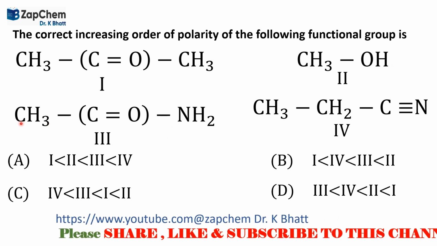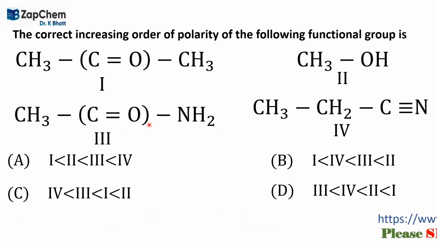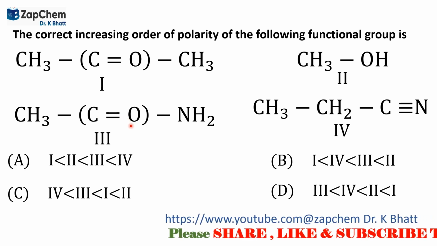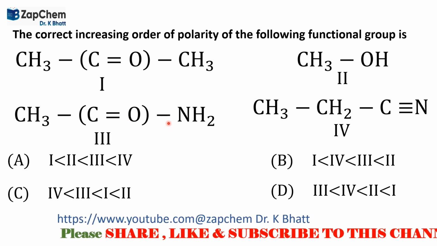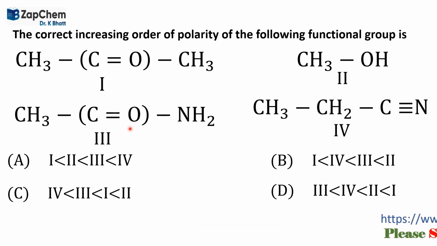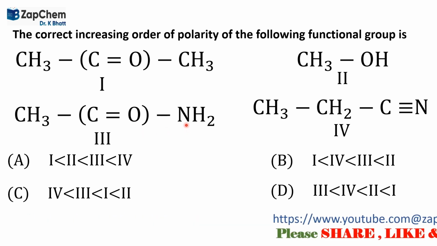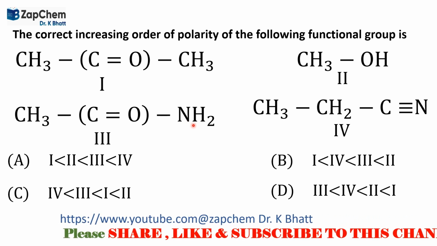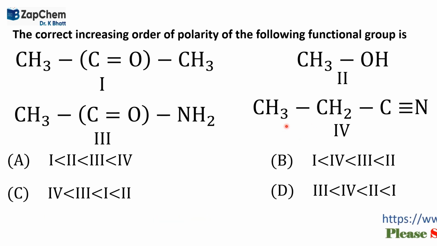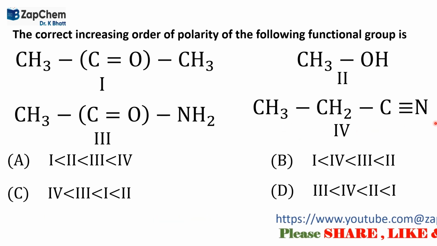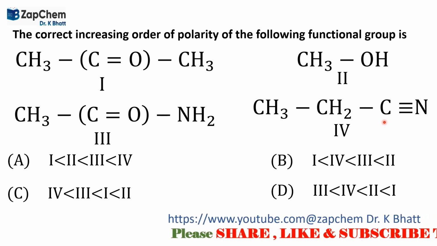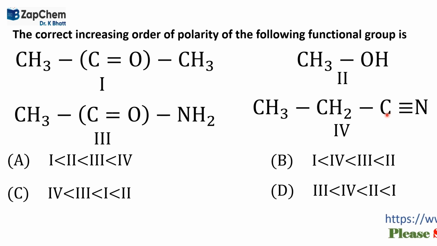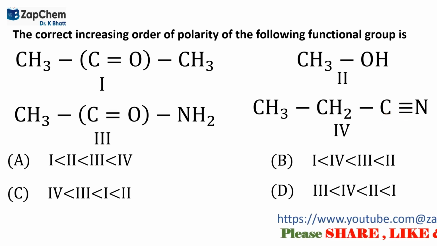Now, coming to the carbonyl group present in acetamide, we find that the C=O, of course, the carbonyl group is there, but the electronegativity difference increases due to the presence of nitrogen, the amino group, here. And in case of propanenitrile, the CN group is there, and the electronegativity difference would be much more as compared to all others. There is a greater electronegativity difference between C and N.